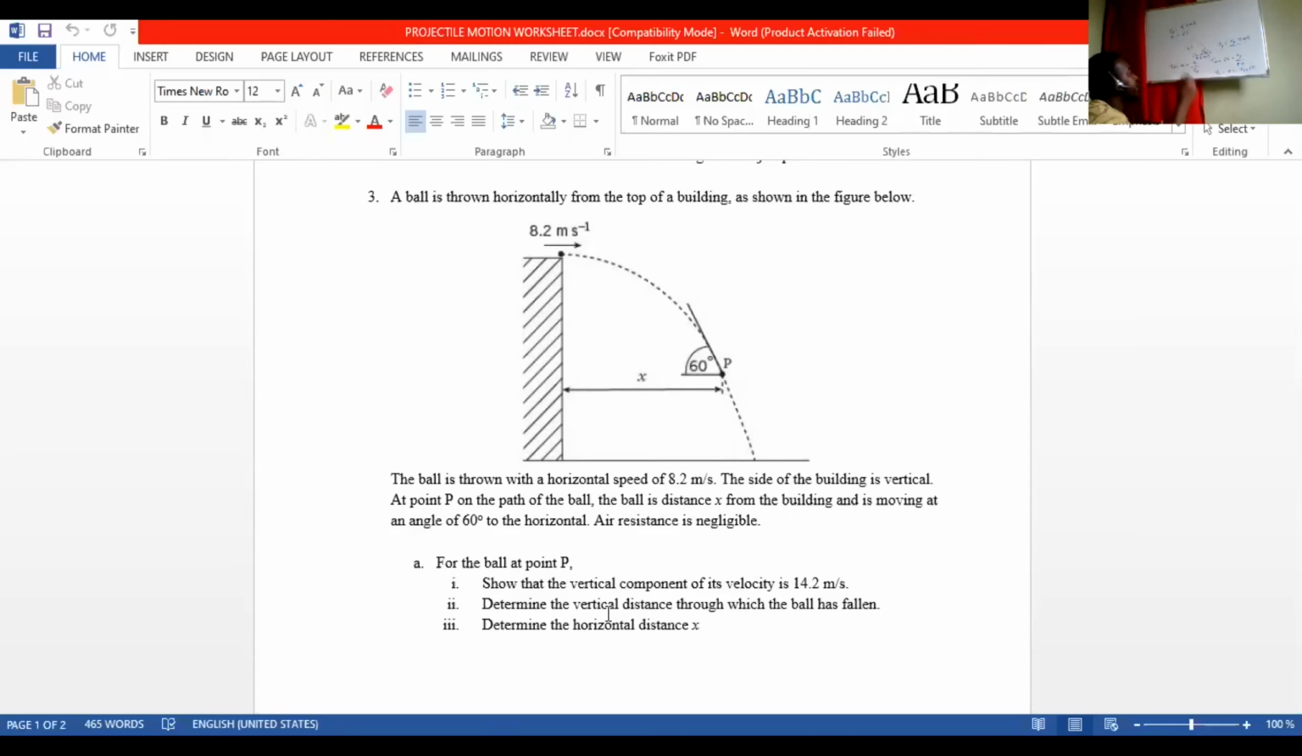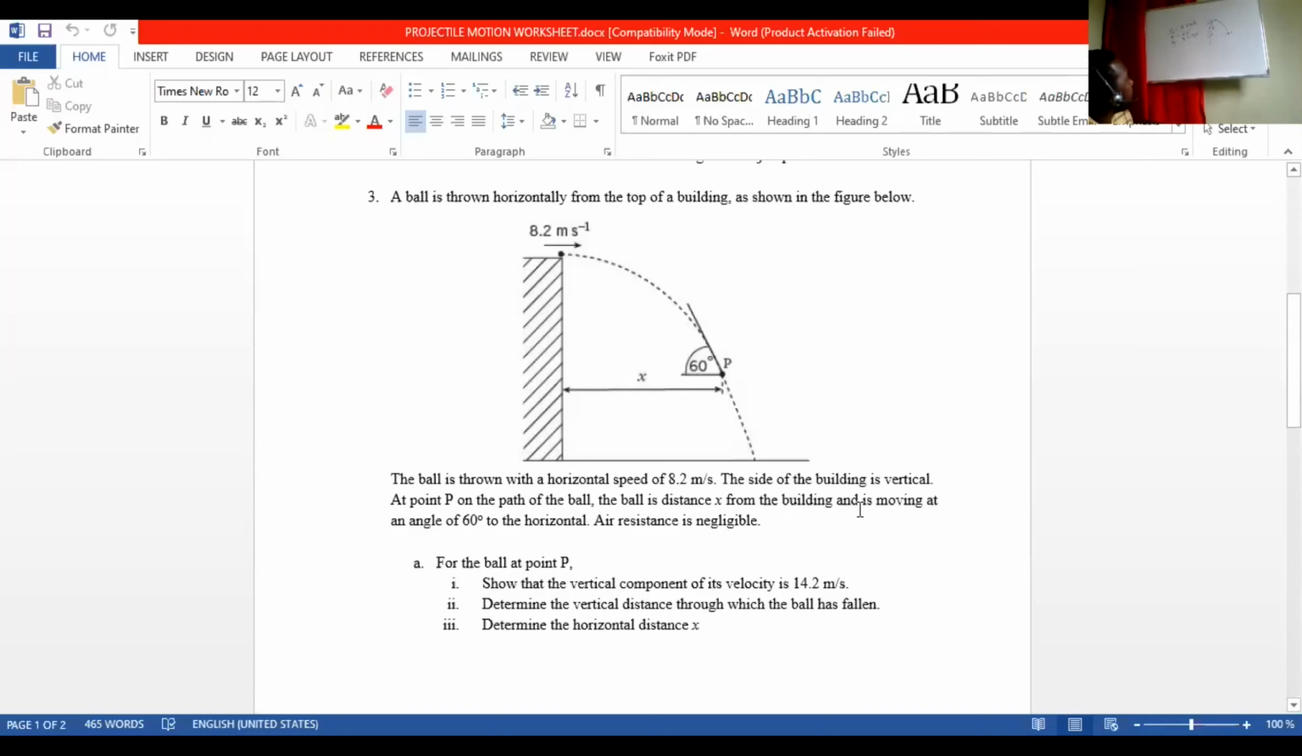All right, so let's add what we have here. So Vy we now find is 14.2 meters per second. All right, so we're finding this distance. So this is your building. Ball is going down like that. That's point P. So we're finding this height right here. All right, so anyone knows what equation we can use for finding the height?